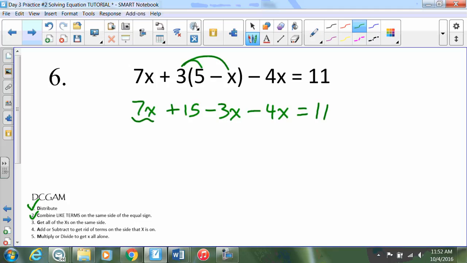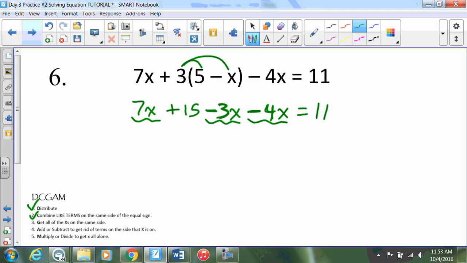I see a 7x, I see a negative 3x, and a negative 4x. So basically, in your calculator, you could do a couple different ways. You could put 7 plus negative 3 plus negative 4, right? Or you could just put 7 minus 3 minus 4. And what do you get? When you put that in the calculator, you get 0.